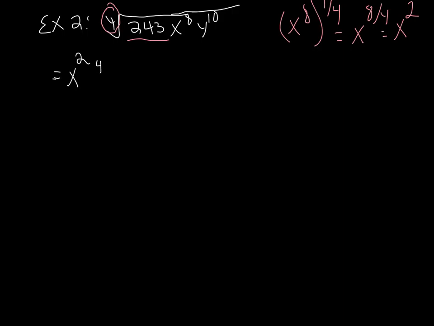That leaves me with the fourth root of, now I'm going to break down that 243. I'm going to say 3 times the fourth root of 81. And then, remember I simplified my x term, but now I'm going to write my y term a little bit differently here. I'm going to say y to the 8th times y squared. Why would I break it down that way?